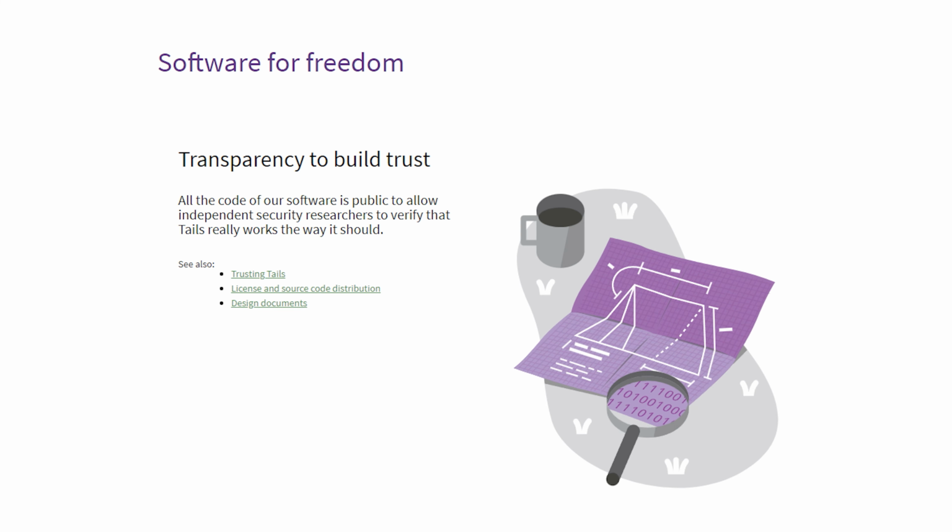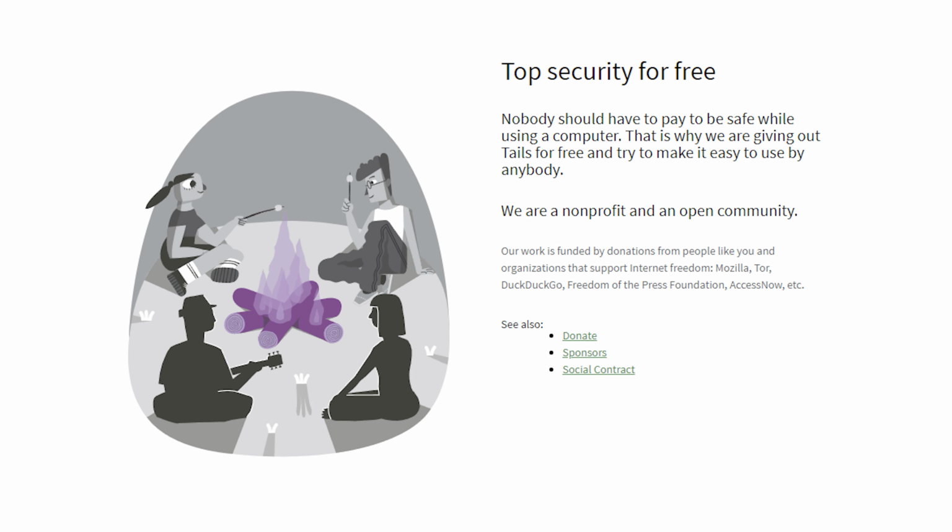Software for freedom. Transparency to build trust. All the code of our software is public to allow independent security researchers to verify that Tails really works the way it should. Top security for free. Nobody should have to pay to be safe while using a computer. That is why we are giving out Tails for free and try to make it easy to use by anybody.